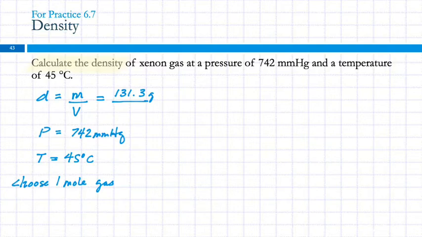Well, how do I calculate the volume of a gas? Ideal gas law. So I rearrange the ideal gas law and I get volume equals nRT over P. So I need the amount of gas in moles. Oh, I chose that, it's 1. I need R, I need the temperature in Kelvin, and I need the pressure in atmospheres. So I've got pressure in millimeters of mercury, I've got temperature in Celsius, but I can fix that, right?